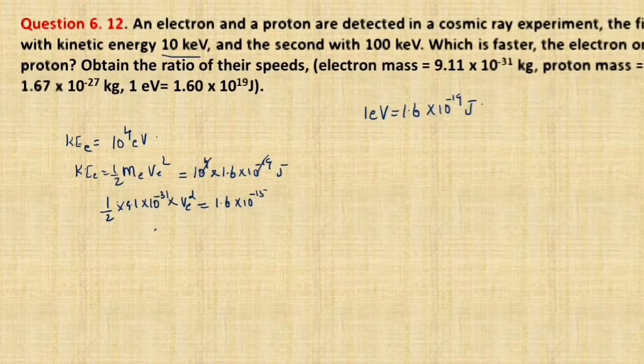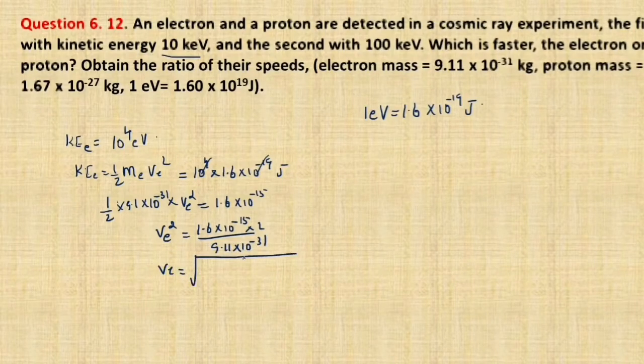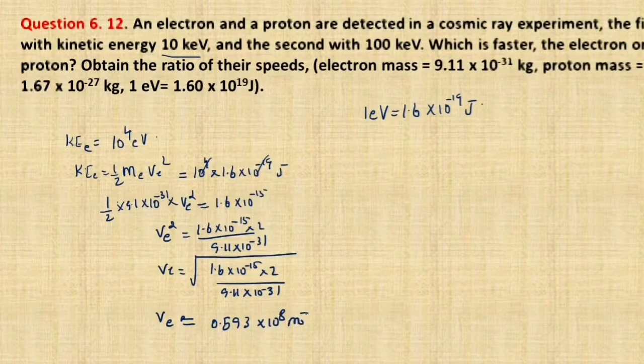If you calculate, ve square is equal to 1.6 into 10 to the power minus 15 into 2 divided by 9.11 into 10 to the power minus 31. So ve is equal to the square root of 1.6 into 10 to the power minus 15 into 2 all divided by 9.11 into 10 to the power minus 31. If you do this calculation, the electron velocity is 0.593 into 10 to the power 8 meter per second.